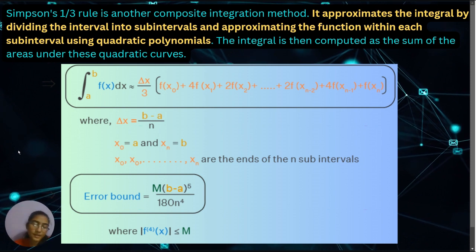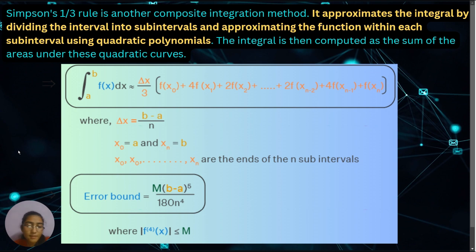So it is the integration of a to b f of x dx, approximately equal to delta x by 3 times f of x0 plus 4 f of x1 plus 2 f of x2 up to 2 f of xn minus 2 plus 4 f of xn minus 1 plus f of xn, where delta x is equal to (b minus a) by n, which we can also write as h instead of delta x, as we have written in the trapezoidal rule. And x0 is equal to a and xn is equal to b. They are the limits from a to b, the integration limits, and are the ends of n subintervals, right?